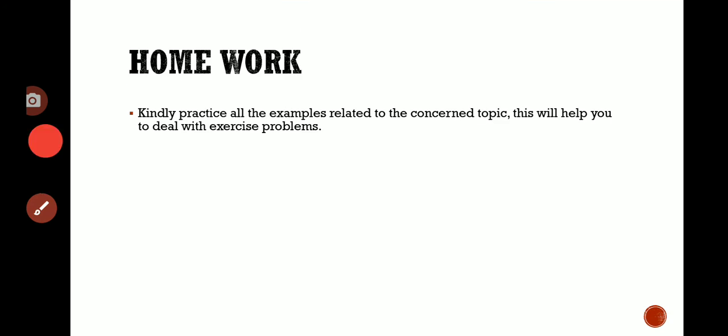Now your homework is to practice all the examples related to the topic we have discussed, and all the examples which are given in the book. If you solve the examples and understand the topic with the help of examples, then for sure it will be an easy task for you to solve the exercise problems as well.